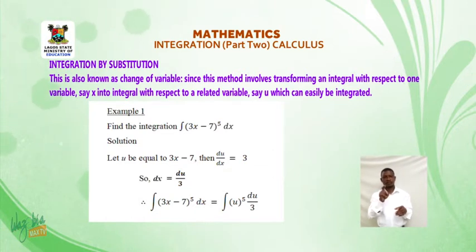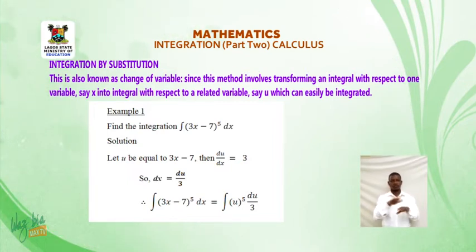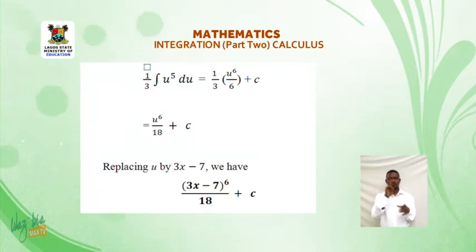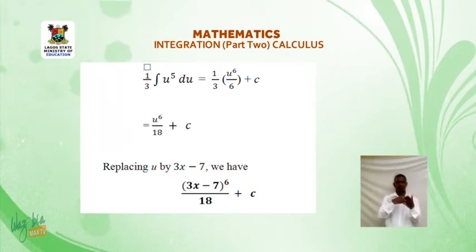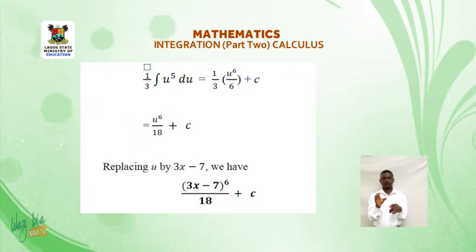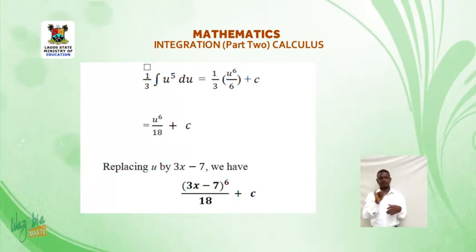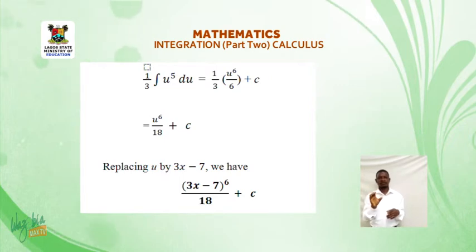Therefore, the integral of 3x minus 7, all raised to the power of 5 dx, is equal to the integral of u raised to the power of 5 du over 3. That is 1 over 3, integral of u raised to the power of 5 du, which is equal to 1 over 3 in bracket u raised to the power 6 over 6 plus c, which is equal to u raised to the power 6 over 18 plus c. Replacing u by 3x minus 7, we have 3x minus 7, all raised to the power 6, all over 18 plus c.